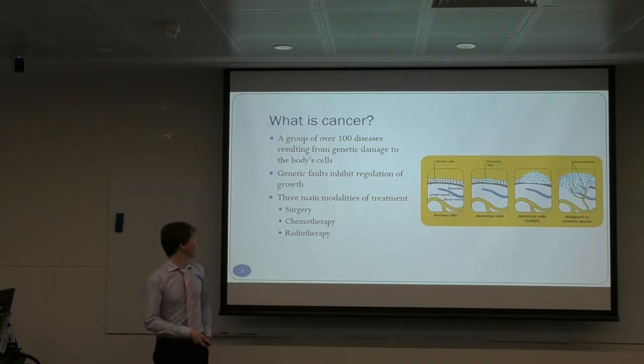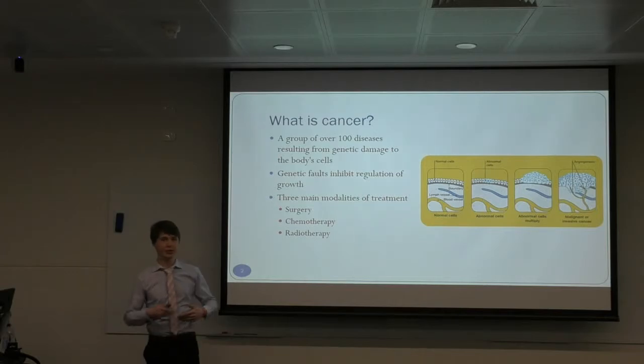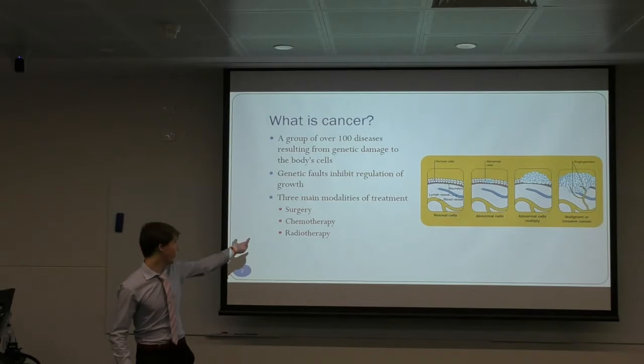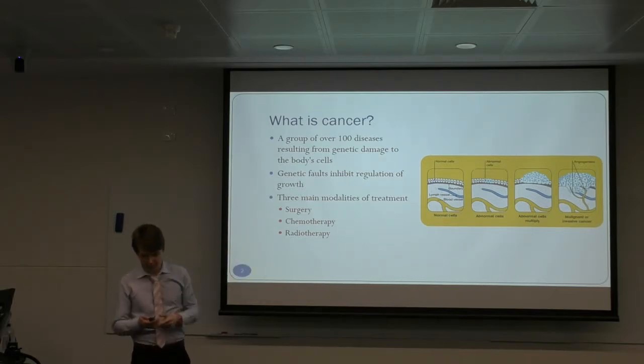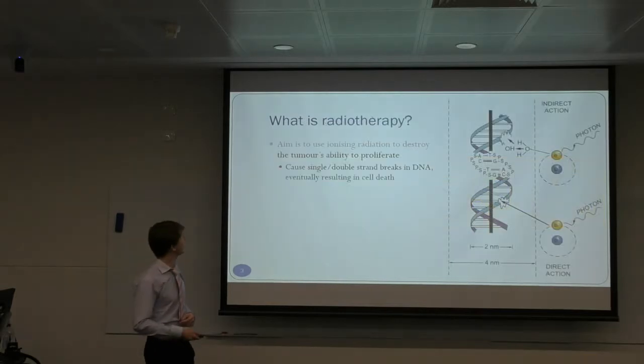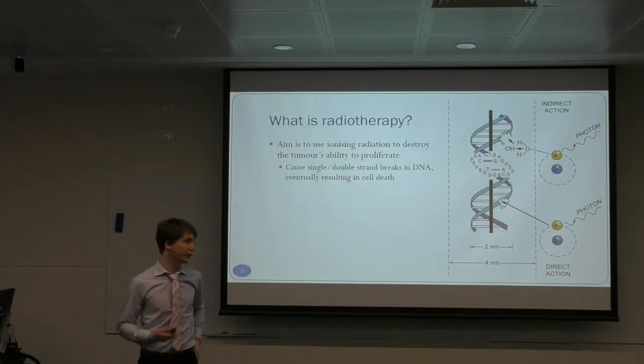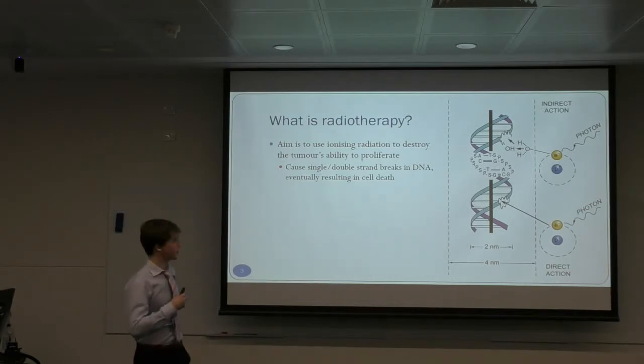So that's what cancer is, and there's three main ways to treat it which you can use in conjunction with each other. Surgery, where you cut it out; chemotherapy, chemicals; and radiotherapy, where you treat it with radiation. That's what I'm interested in, radiotherapy. And the aim is to use high-energy photons or electrons to destroy the tumour's ability to proliferate.